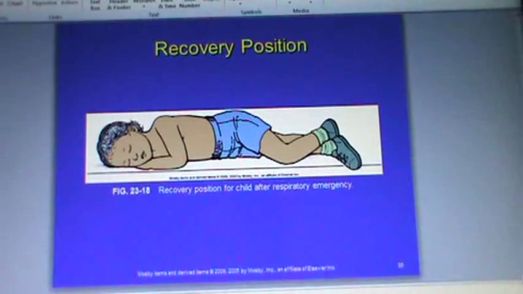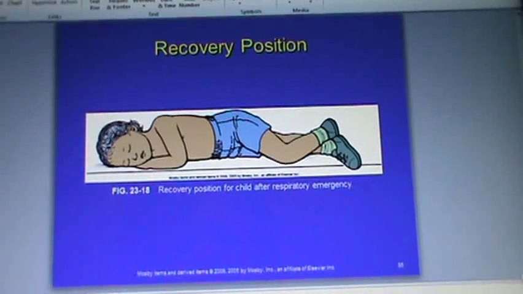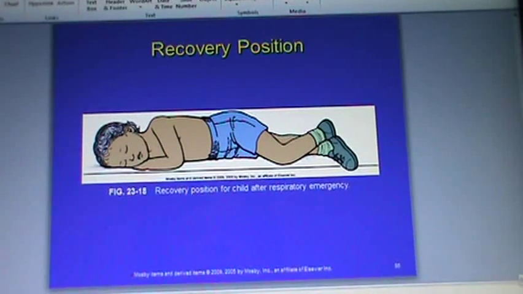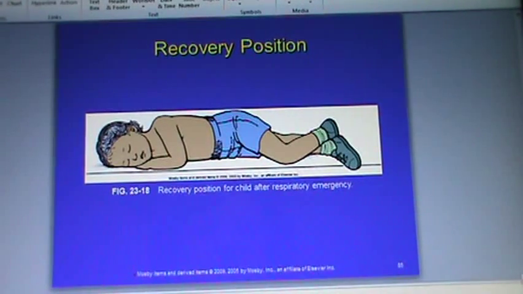And that's the recovery position. Recovery position for a child after a respiratory emergency. It's the easiest way they can breathe. It takes all the pressure off of them. When you lay on your back, it's harder to breathe than when you lay on your stomach or on your side, like he is side lying. And it allows the lungs to expand to their fullest.